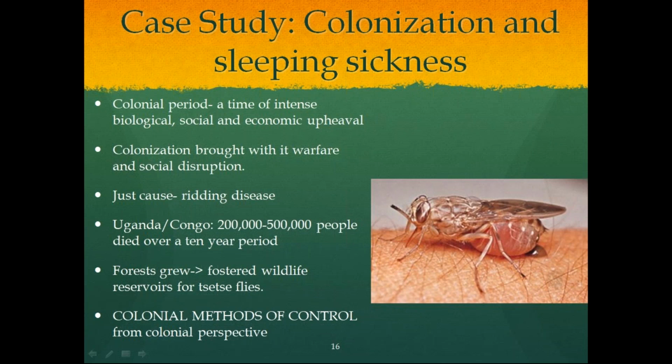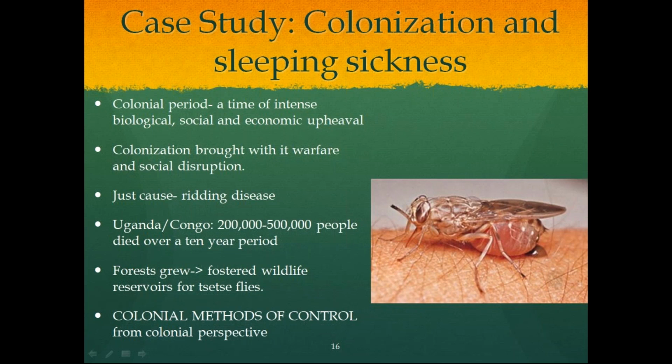Does anybody know what that little guy is? Little tsetse fly with little bug eyes. Looks all cute, but he's dangerous. So, African sleeping sickness. It's estimated that over about a 10-year period, up to 500,000 people could have perished as a result of sleeping sickness.